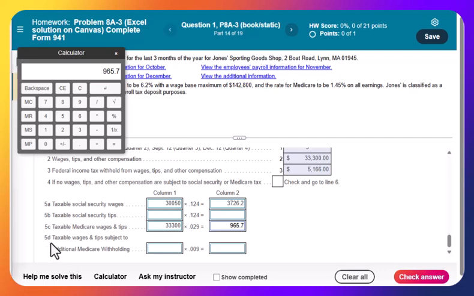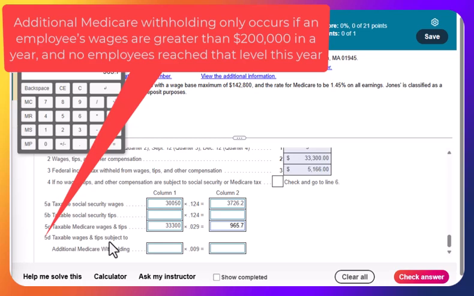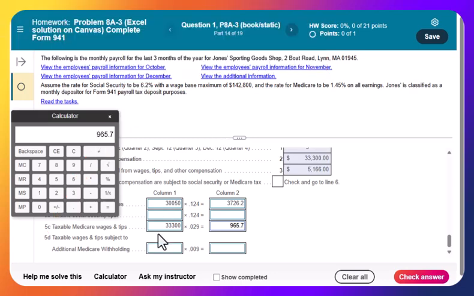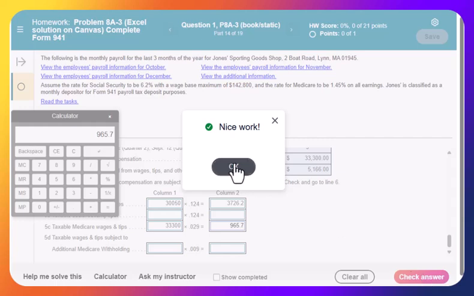Okay, so line 5D, taxable wages and tips subject to additional Medicare withholding. So if you're above the high limit of $200,000 as a single taxpayer, there is an additional tax for Medicare, but none of the people here have reached that limit. So we're going to go ahead and leave 5D blank. And we can go ahead and check our answer so far. Nice work.